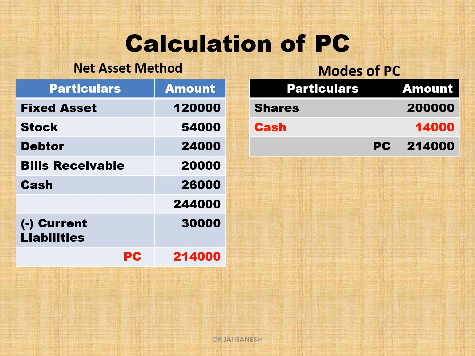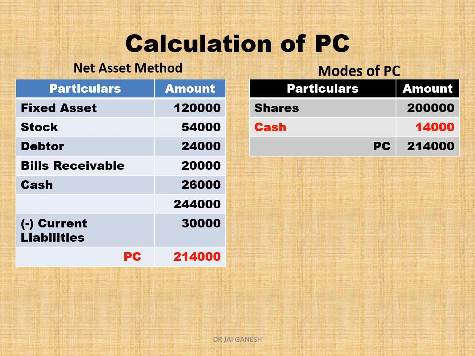Next, let us look into calculation of PC, that's net asset method. Fixed assets 1,20,000, that's 1 lakh into 120%. Next, stock 60,000 into 90%, 54,000. Debtor, BR, cash taken at balance sheet value. So total asset taken over is 2,44,000, and less creditors taken over, current liability 30,000. Then we get PC is 2,14,000. Then modes of PC, 20,000 into 10 rupee, 2 lakh in the form of share and 14,000 in the form of cash.